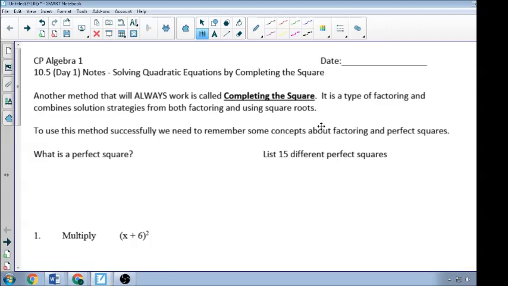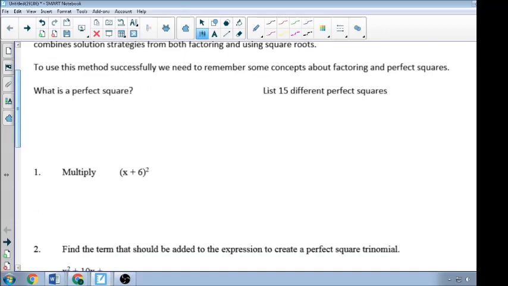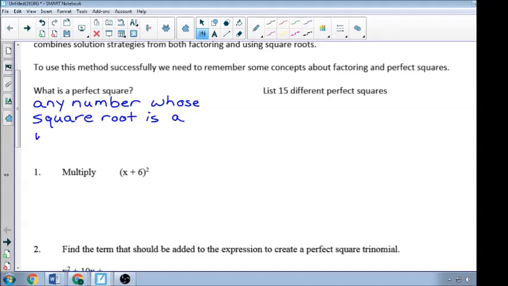So the first question we want to ask is, what is a perfect square? Well, a perfect square is any number whose square root is a whole number. So an example of that would be the square root of 100. 100 is a perfect square because the square root of it is plus or minus 10. So 100 is a perfect square.